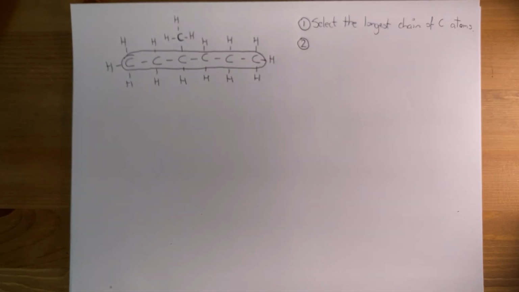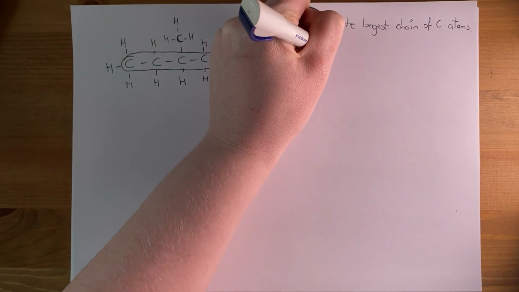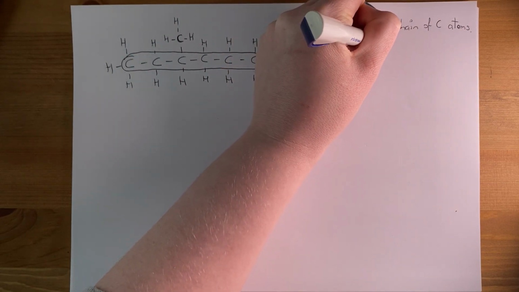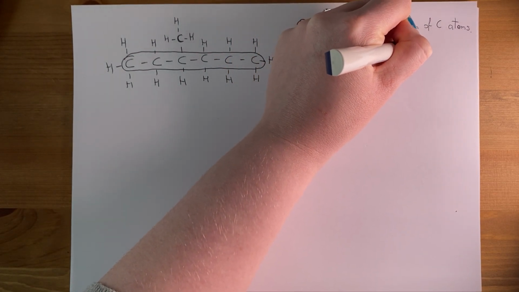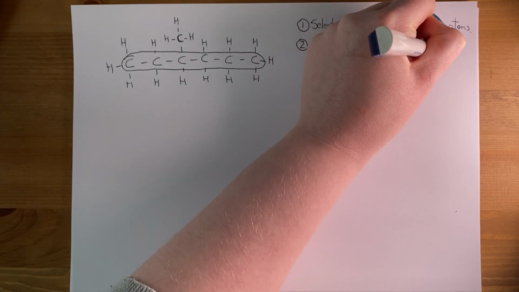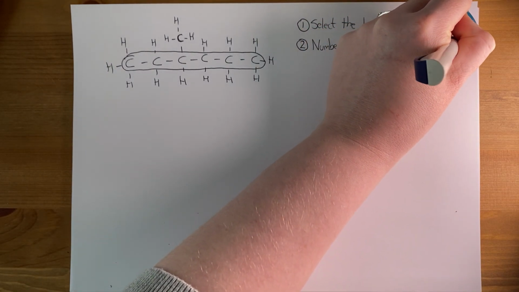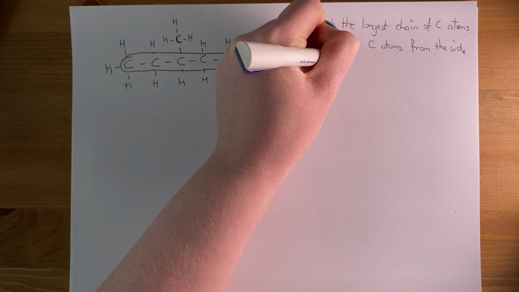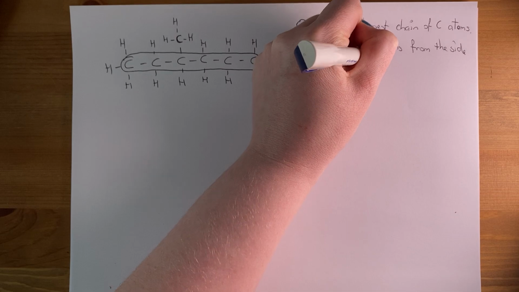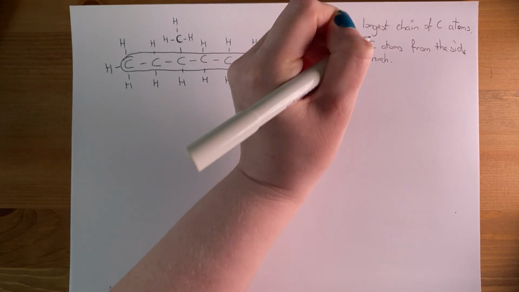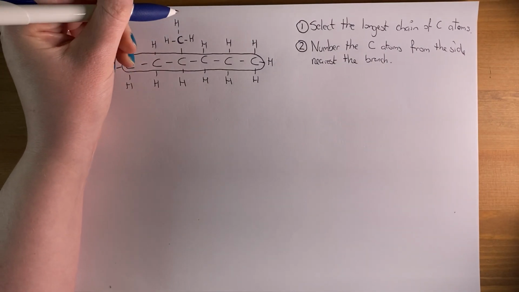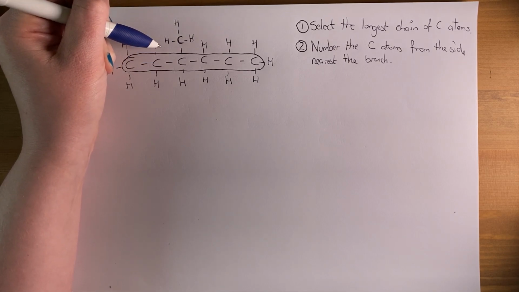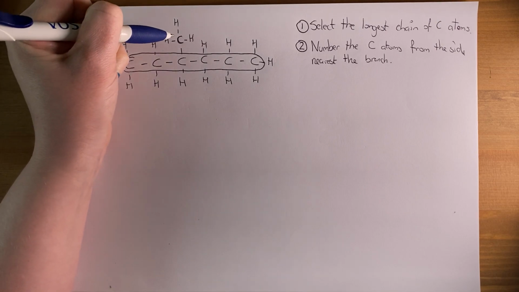Then my second step is to number the carbon atoms from the side nearest the branch. Now what do I mean by that? Any carbon that's coming off of my main chain in my alkane is called a branch. And I'm going to number the carbons from the side closest to this branch.